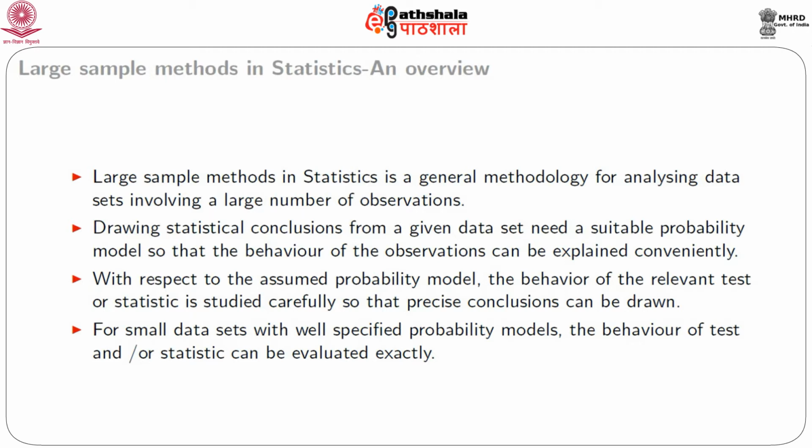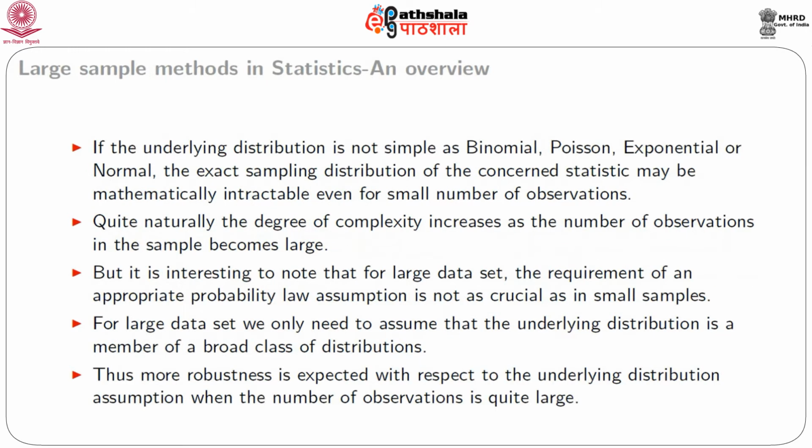For small data sets with well specified probability models, the behavior of the test and/or statistic can be evaluated exactly. Now, if the underlying distribution is not simple, like binomial, Poisson, exponential or normal, the exact sampling distribution of the concerned statistic may be mathematically intractable, even for a small number of observations. Quite naturally, the degree of complexity increases as the number of observations in the sample becomes large. But it is interesting to note that for a large data set, the requirement of an appropriate probability law assumption is not as crucial as in small samples.